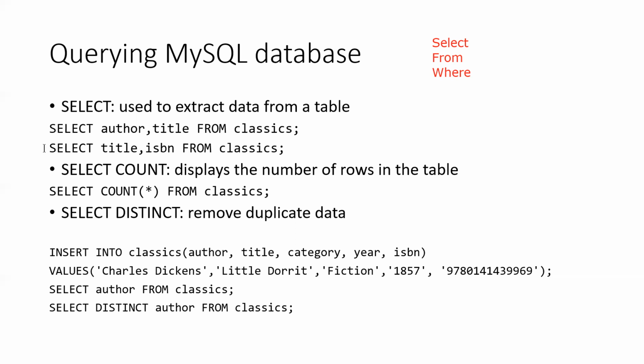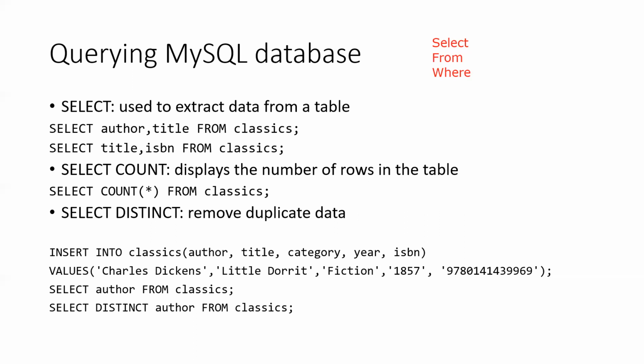Exactly. So in the second query, we want to get only the title and ISBN from the classics. Right. Third one here, count all. Display the number of records in the classics table. Yes, number of records. So this count will tell us exactly how many rows are in the table. It says count all. That means you are going to get the total number of records in the classics table.